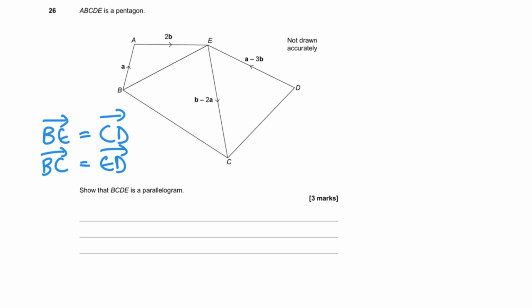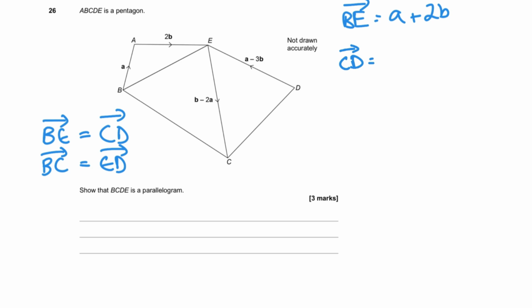So let's start with vector B to E. We can't go straight down that line because we don't know anything about it, so we're going to have to go via point A. So B to A is plus A and A to E is plus 2B, so we're travelling the right directions down those lines. So vector BE is equal to A plus 2B. So for this shape to be a parallelogram, we need that one to be equal to the vector of CD, so let's work out that one next.